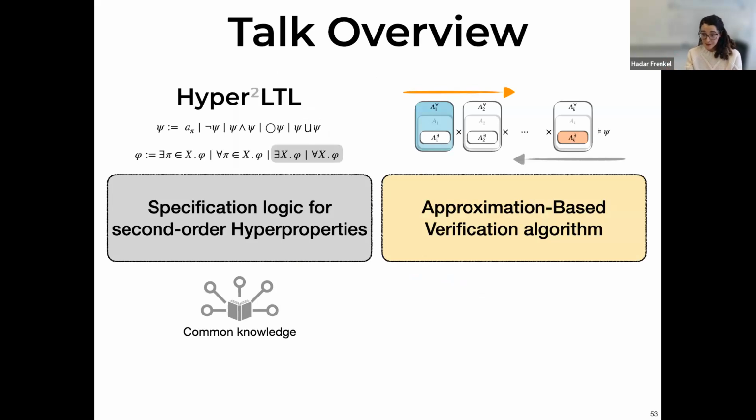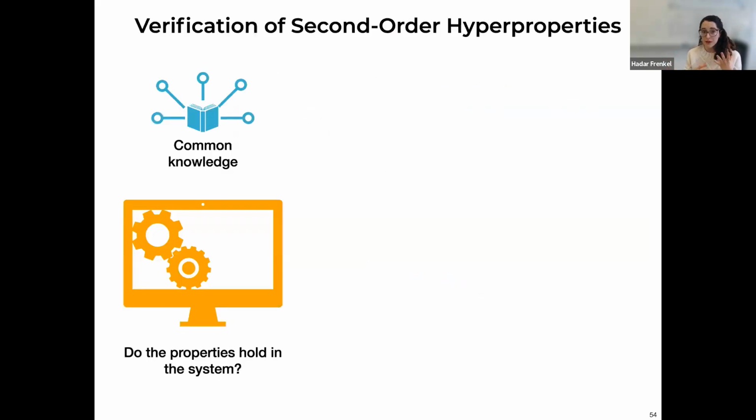So first, let's remember that in verification, we have a system here, a finite state system, and we have a property given in some temporal logic. And we want to make sure that our system satisfies this property. And just so we have some context on the hardness of this problem.